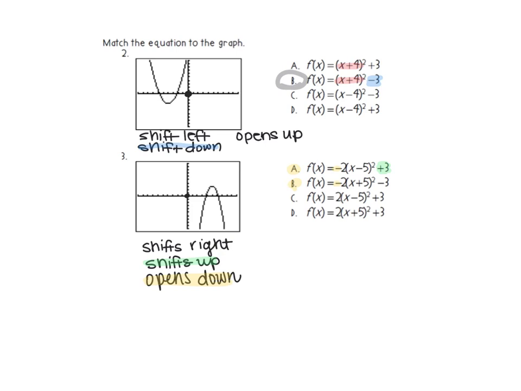And then I'm just going to keep reading to make sure everything else looks good. If it shifts right, it should be x minus something, which works out for equation A. And then lastly, we weren't sure if it got skinny or wide, but if you look at this equation that we decided was correct, which is A, it's got a 2 here, which means it got skinnier. And so the best option for this example is A.